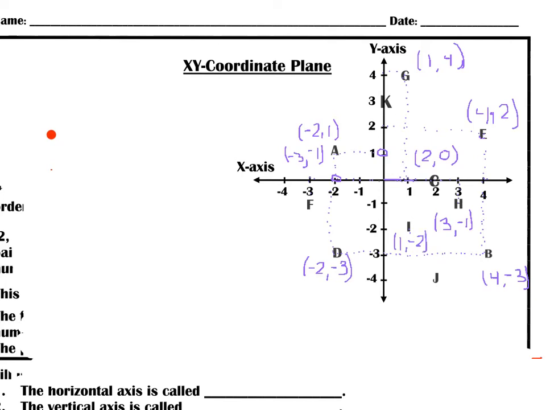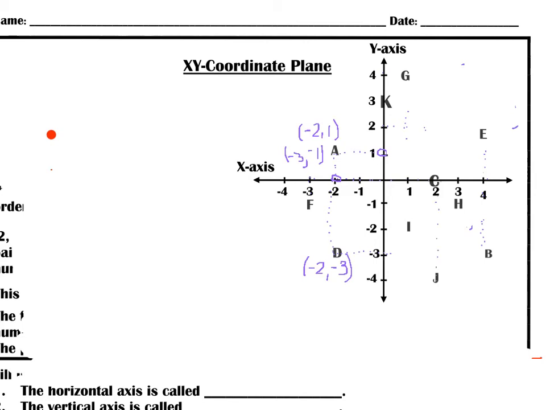Letter J, getting a little bit crowded, so I'm going to erase just a little bit here. So to get to letter J, I'm going to go over 2, and then I'm going to go down, and I see that I'm at -4. So J is at 2, -4. And then point K, notice on this one I don't have to go over at all. So my over is 0, and my up is here on 3. So 0, 3 is the point for K.